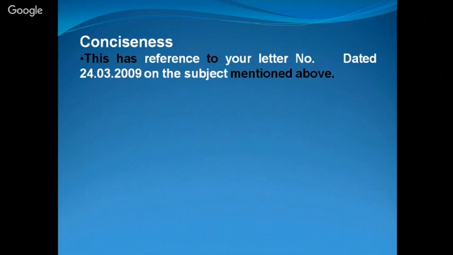Many times we begin our letter to some outside agency with this sentence: This has reference to your letter number dated so and so on the subject mentioned above. No need to write this has. Simply write reference your letter number dated on the subject. The subject is already given there. Why write mentioned above or stated above? We have been in the habit of writing these unnecessary words.